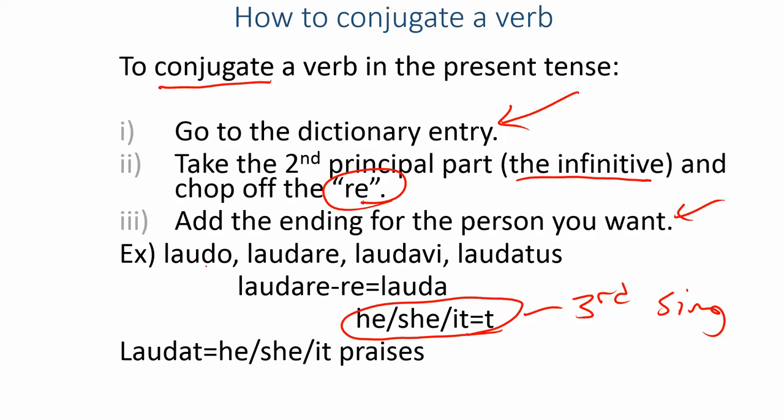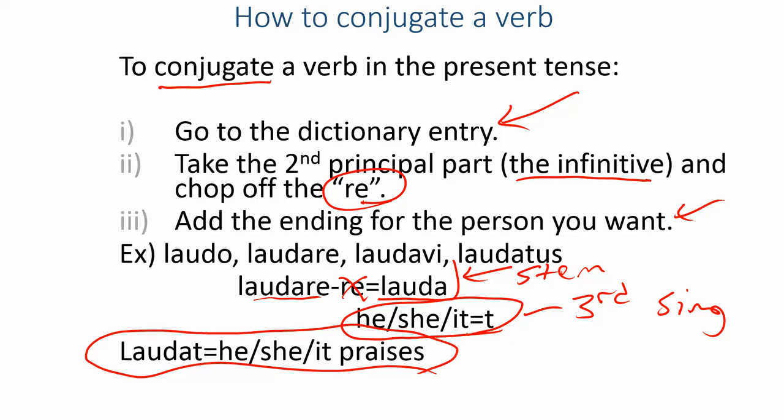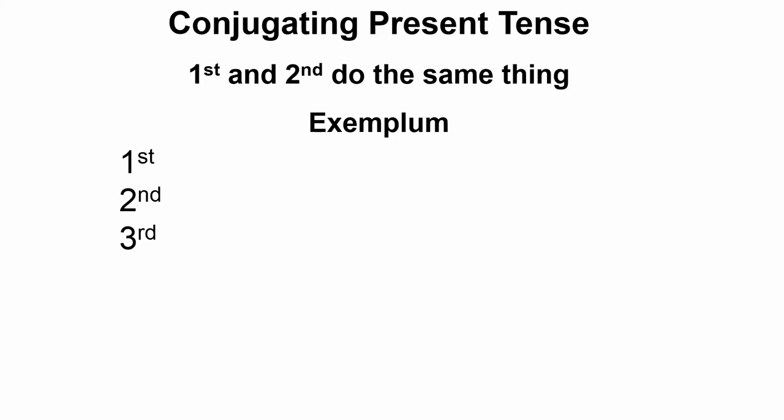So what we did, and the process will be the same for every verb, is laudo, laudare, laudavi, laudatus. There's our dictionary entry. We took the infinitive, laudare, got rid of the re, which gave us our stem, and then we added the ending of a T because we've always been wanting to say he, she, or it. So we end up with a conjugated verb that says he, she, or it praises. But what about the other endings?